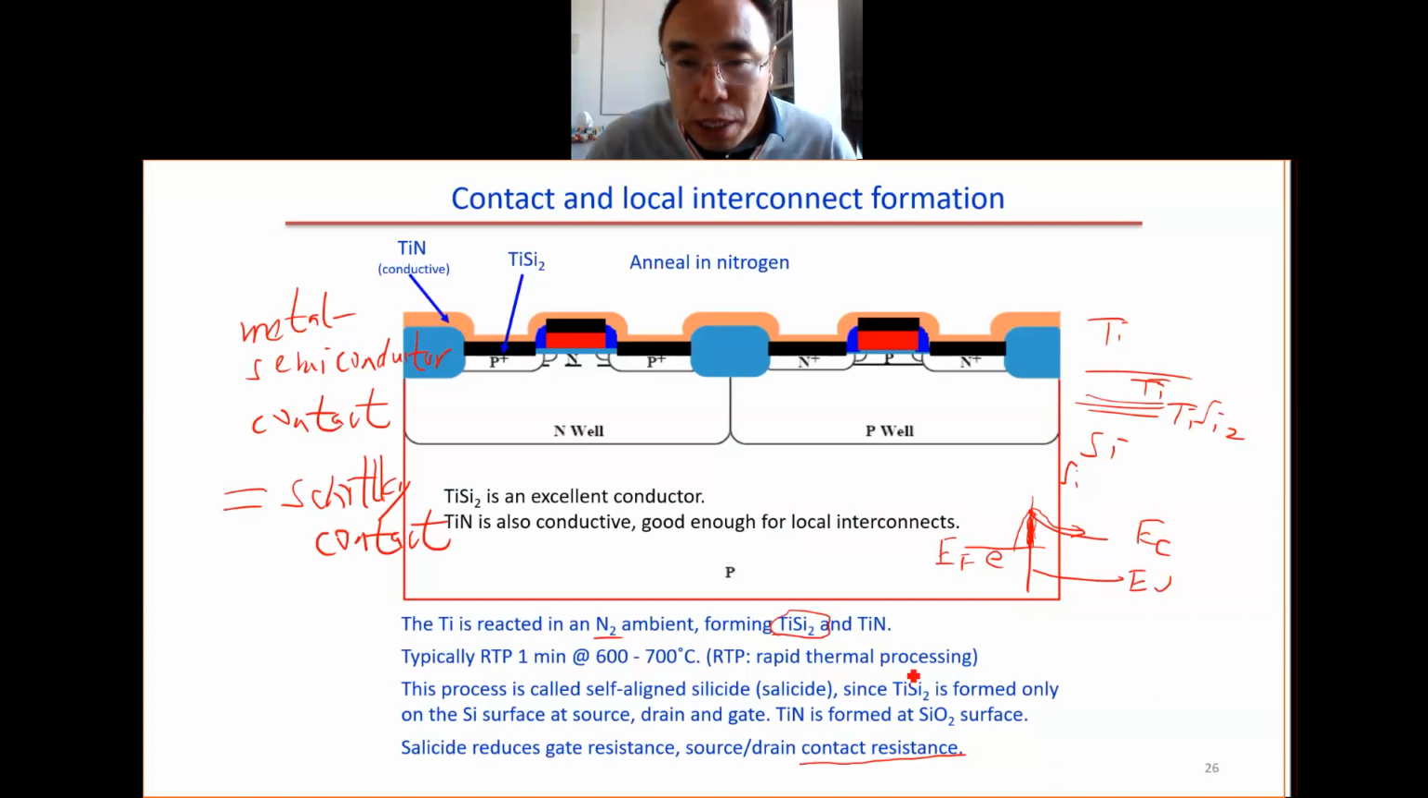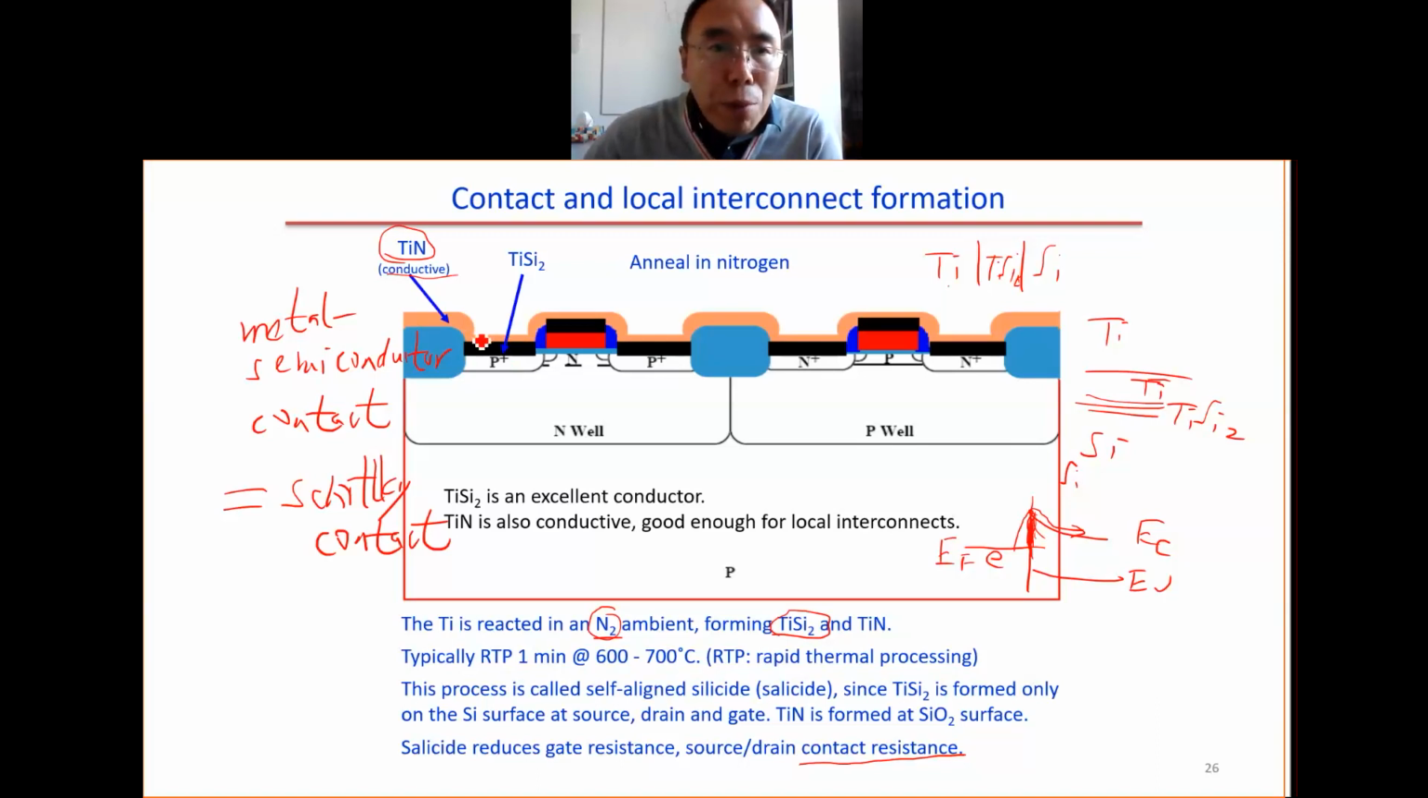To remove this contact resistance, we can have this titanium silicide alloy. So we have titanium here, silicon here, and in the middle we have this titanium silicide. So here we have a gradual transition from the metal to the silicon. We do not have this energy barrier here. This way we get smaller resistance. On the top part, we have this titanium nitride. This one is also conductive. We form the titanium nitride because of the nitrogen.